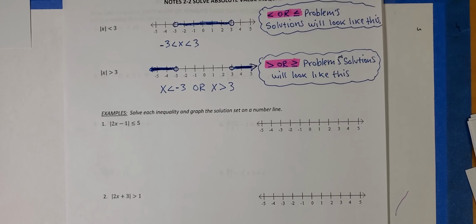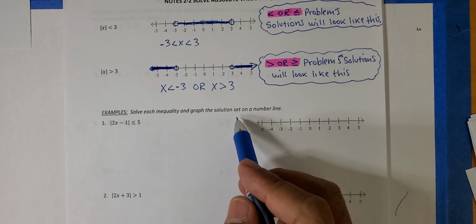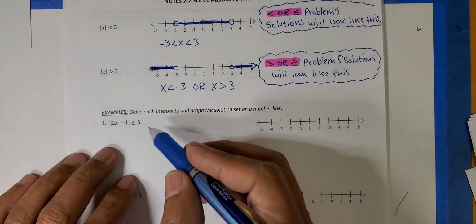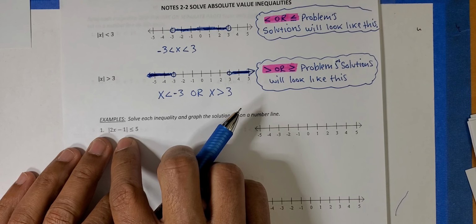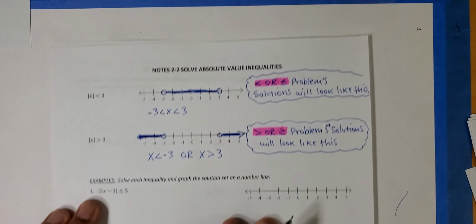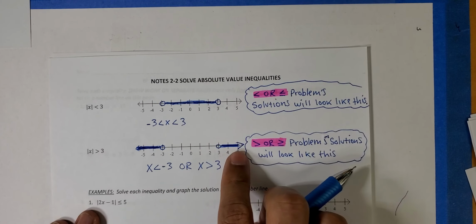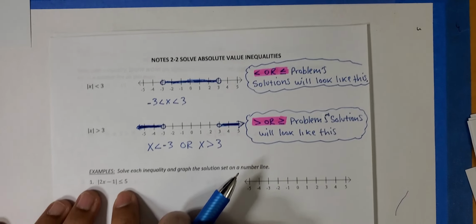So let's go on to the examples. This one is asking you to solve each inequality and graph the solution set on a number line. So again, the first thing I see is that the absolute value is isolated, and this is less than or equal to. So then I'm looking at something like this, which means the graph is going to look like this, not like this one.